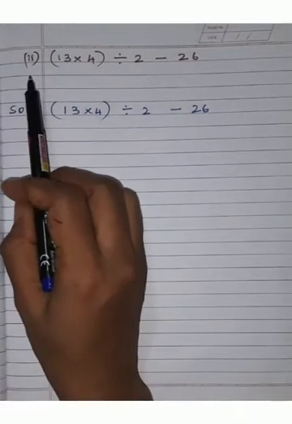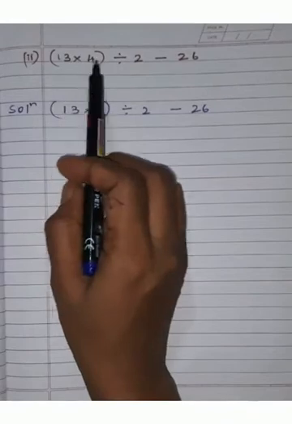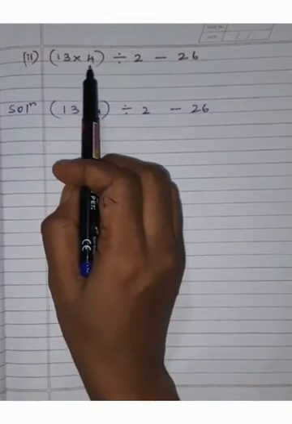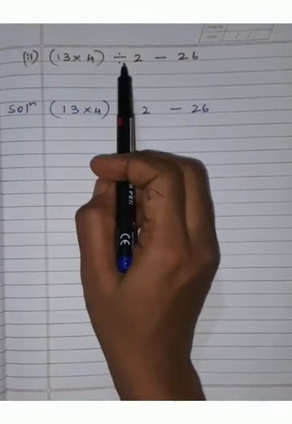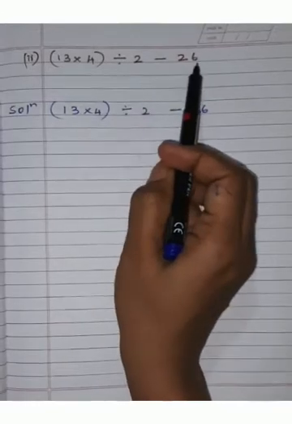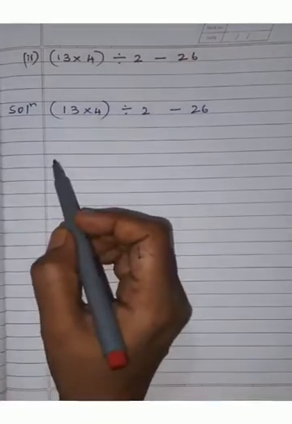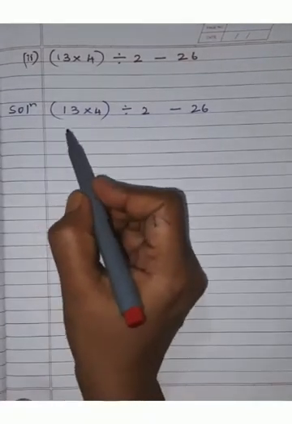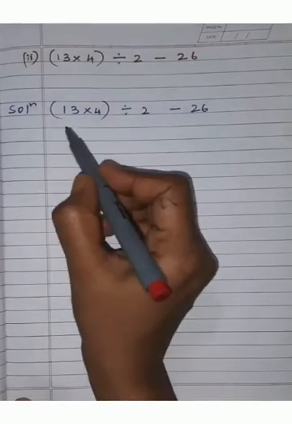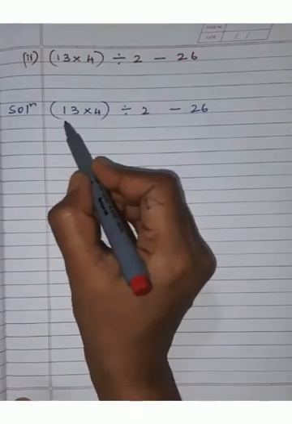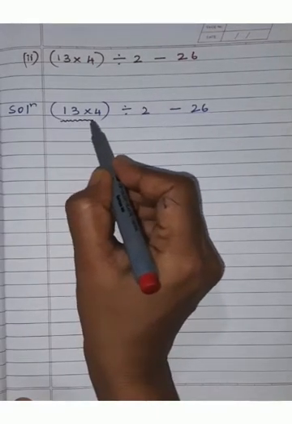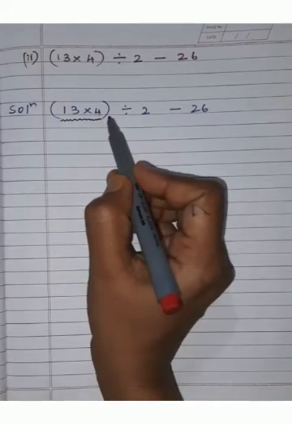Now students, our second sub question is bracket 13 multiplied by 4, close the bracket, divide by 2 minus 26. So we will start the solution by writing the question as it is, children. Now first the bracket is given here. So first what is the priority? First we have to solve the bracket or the expression which is inside the bracket. So we will give the preference to the expression which is inside the bracket.